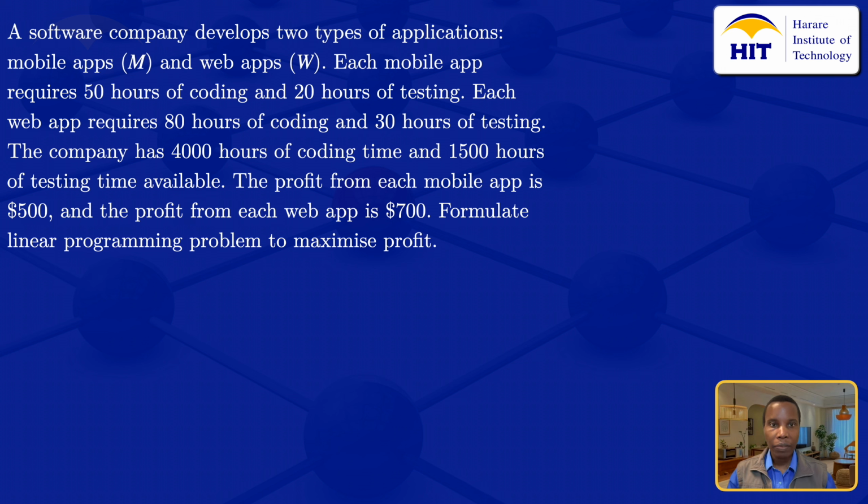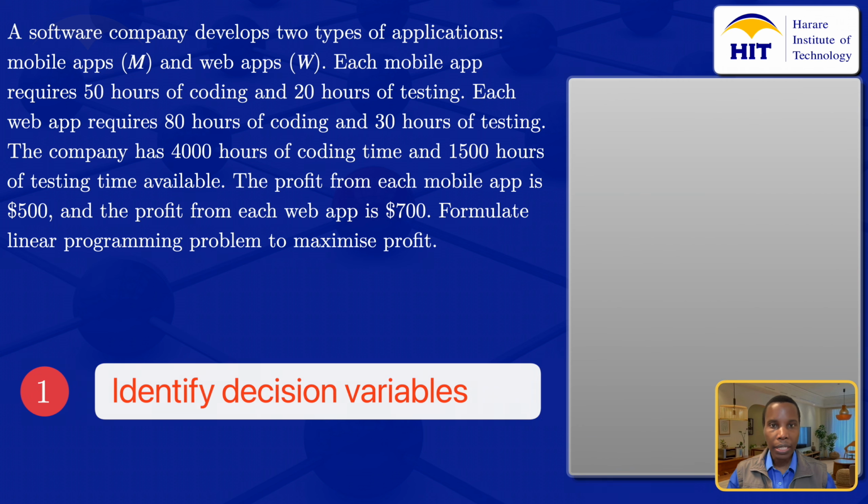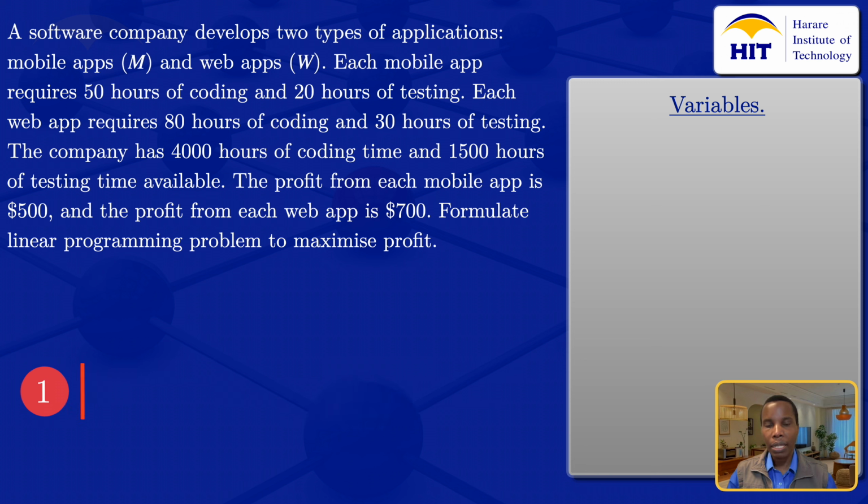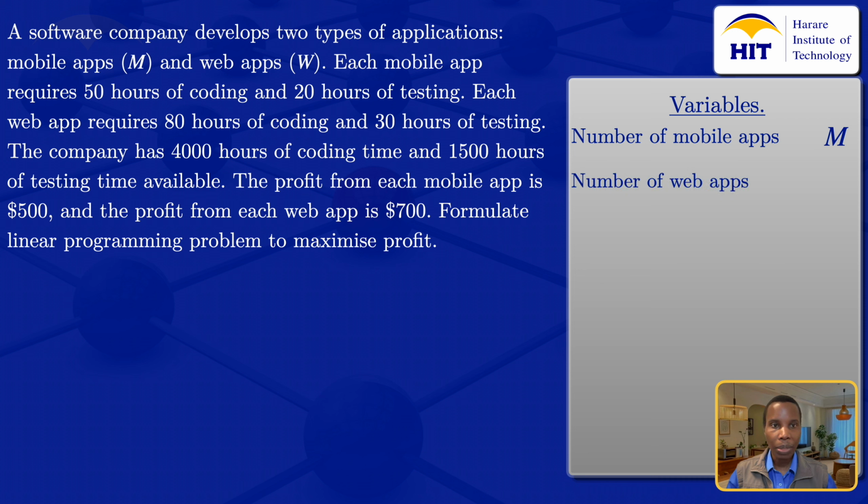So I'll start with the first one there, identifying the decision variables. So for the variables, we are saying what is it we can vary so that we maximize the profit. What you can vary there is the number of mobile apps that are to be made, and you can call them M. And we can also vary the number of web apps that can be made, and we call them W, just as a symbol there. So these are the variables that we can change so that we change the value of the profit.